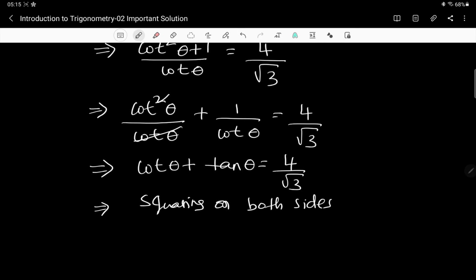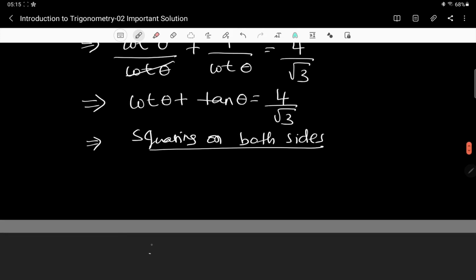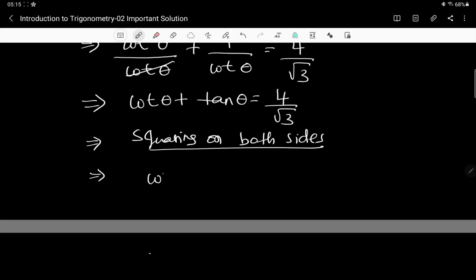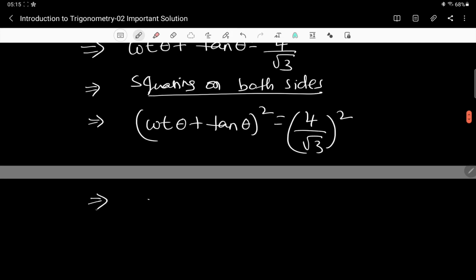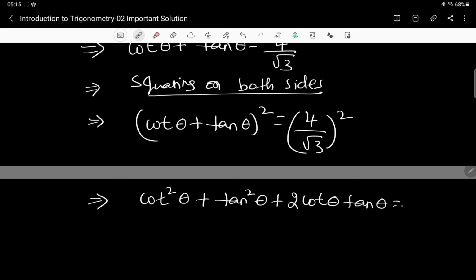Whenever we are squaring on both sides, what we'll get here is quite simple. That is going to be cot theta plus tan theta whole square is equal to 4 by root 3 whole square. So then I'm going to have this as a plus b whole square, which is cot square theta plus tan square theta plus 2 cot theta into tan theta, and that is equal to 4 square is 16 divided by root 3 whole square is 3.